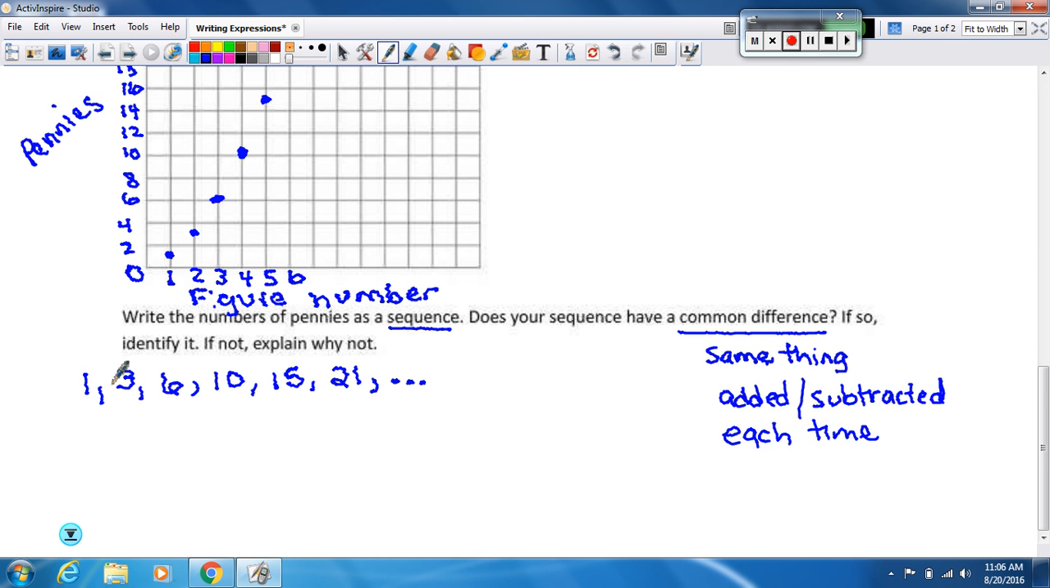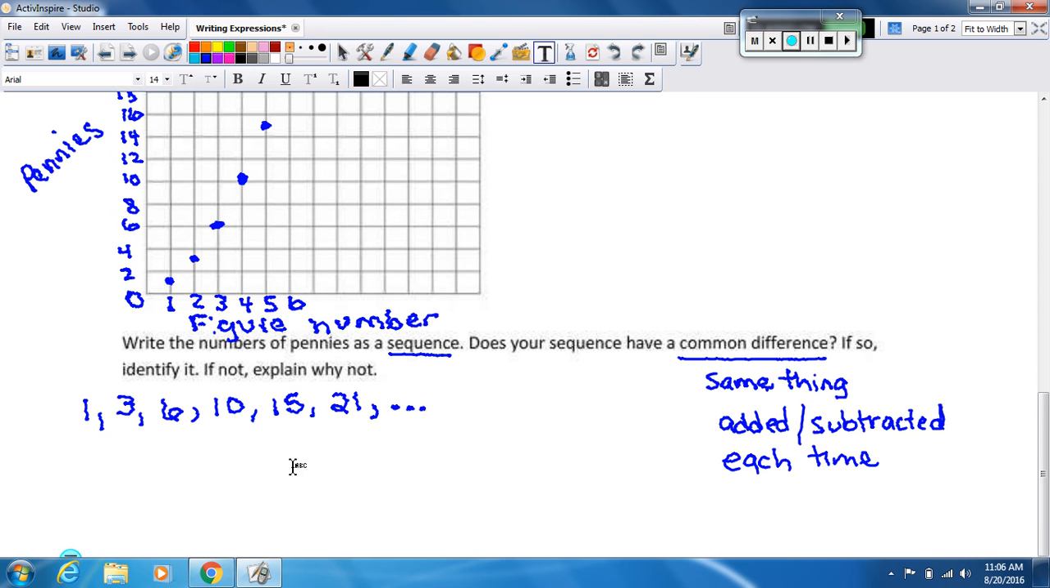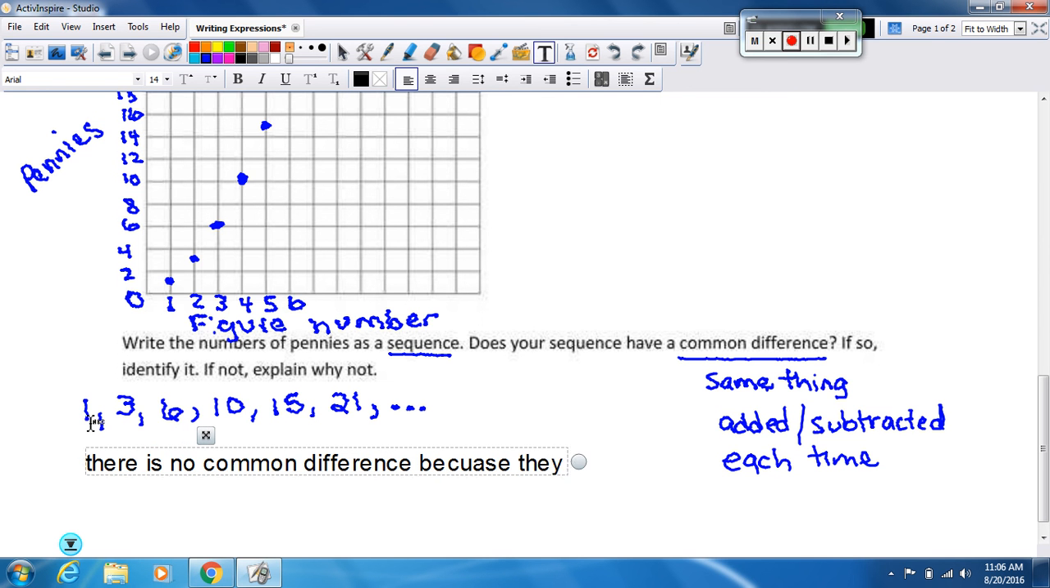Well, for the first two, you're adding 2, then you're adding 3, then you're adding 4, then 5, then 6. That's not adding the same number each time. So it doesn't have a common difference because they don't differ by the same amount. So that's the answer to that part, is there is no common difference because they do not differ by the same amount.